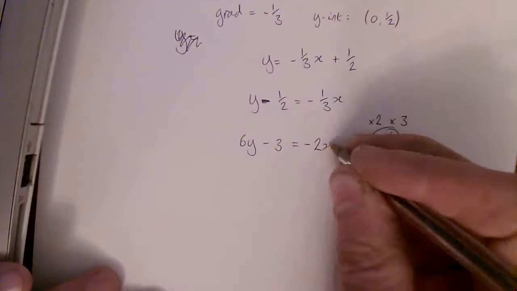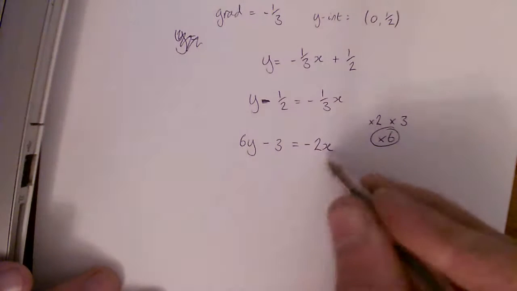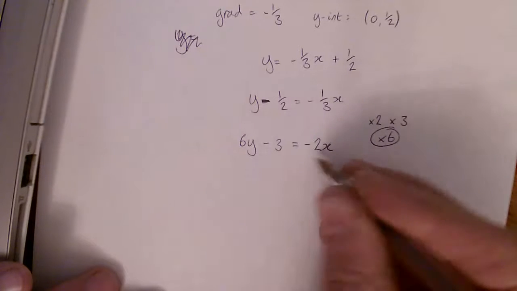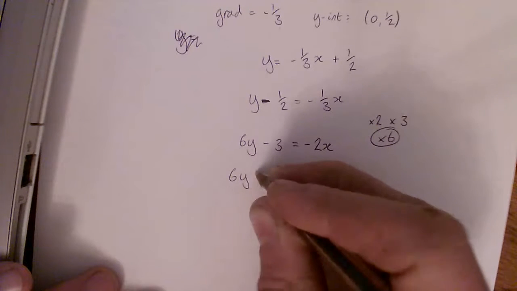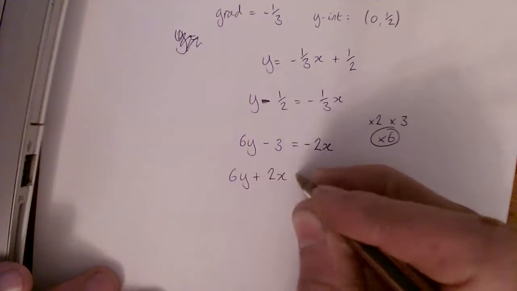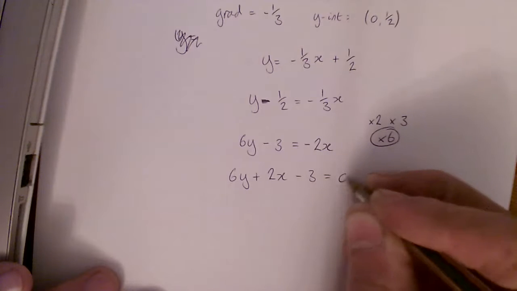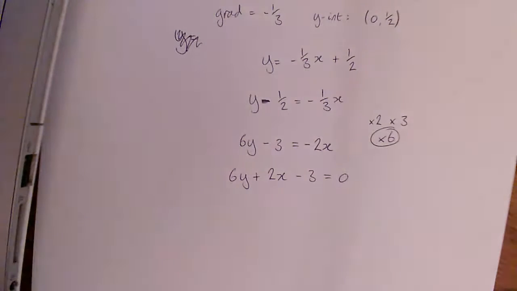And we've got minus, and the x are still there. Move the minus 2x over by adding 2x to both sides. We get 6y plus 2x minus 3 equals 0. And we've got our answer.